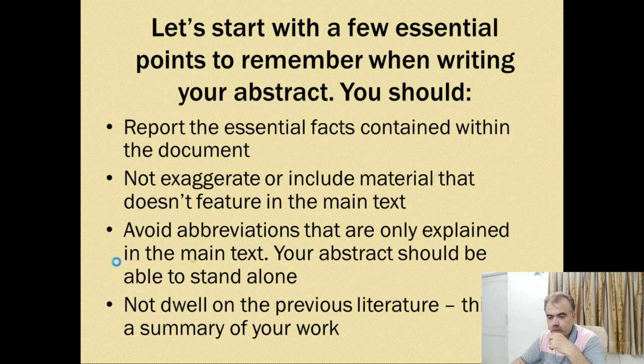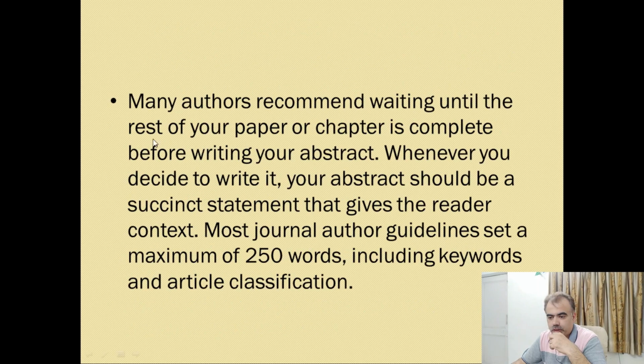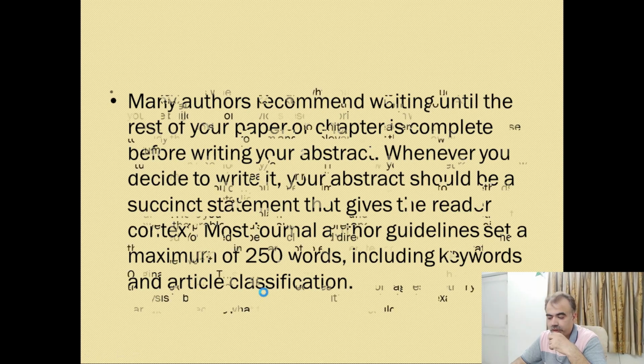So move towards the next. Many authors recommend waiting until the rest of your paper or a chapter is complete before writing your abstract. Whenever you decide to write it, your abstract should be a statement that gives the reader context. Most journal author guidelines set a maximum of 250 words, including keywords and article classification. So the word length is also very important. It must not be greater than 250 words.